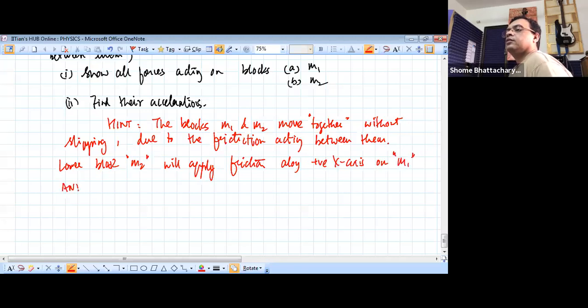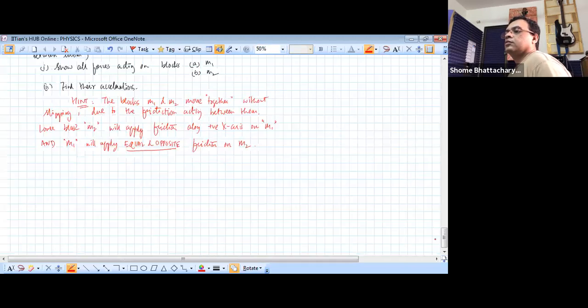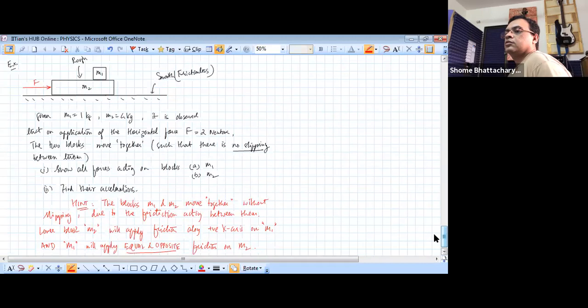And not to forget, M1 will apply equal and opposite friction on M2, because of Newton's third law. Okay, so this is the hint that I am giving to you to solve the question. Just try this out now, people.